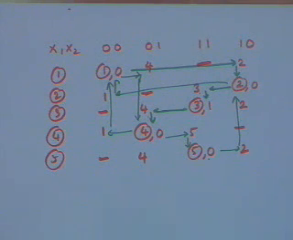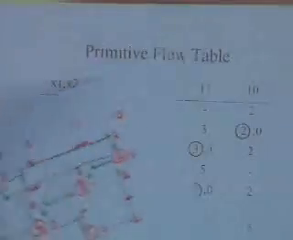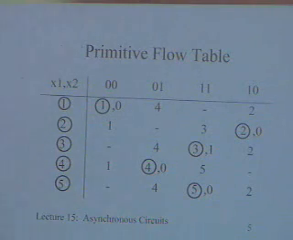So I first have to draw the waveform, identify the stable states, or the total states, and once I have identified the stable states, then I can draw this primitive flow table. This particular table is the same as what I have drawn over here, and refers to the fact that I have 5 stable states.